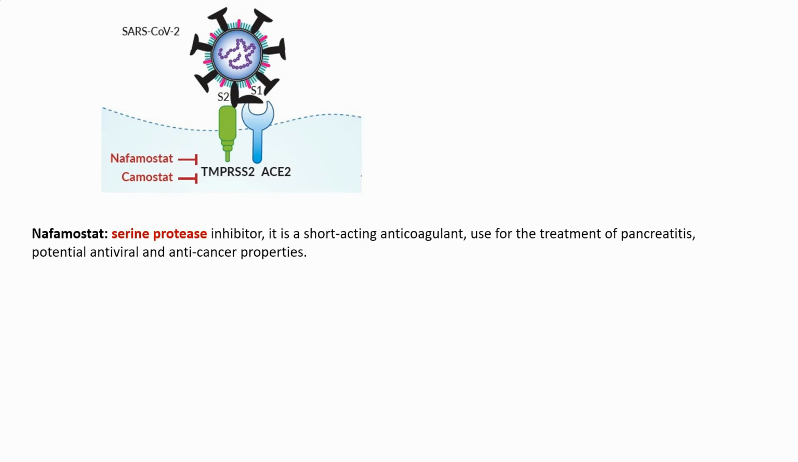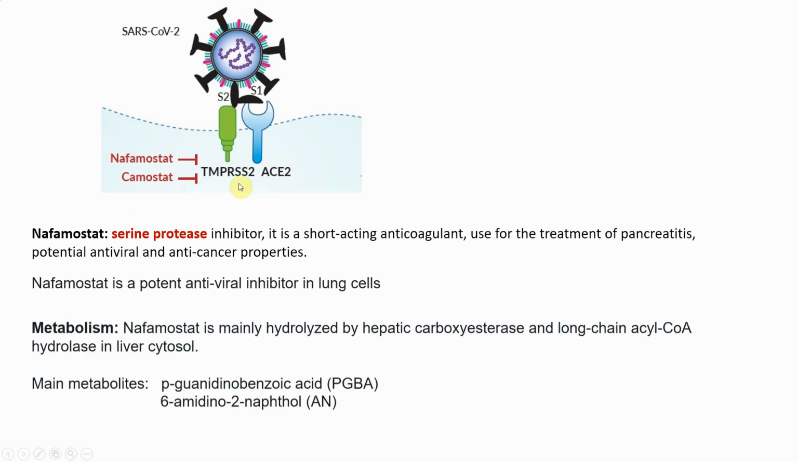Nafamostat is a serine protease inhibitor. Mainly we use it in the hospital as a short-acting anticoagulant, and for the treatment of acute pancreatitis. It has potential antiviral and anti-cancer properties. This drug we can also use in acute pancreatitis, and also malignant types of pancreatitis. And nafamostat is a potent antiviral inhibitor in the lung because it inhibits TMPRSS2.